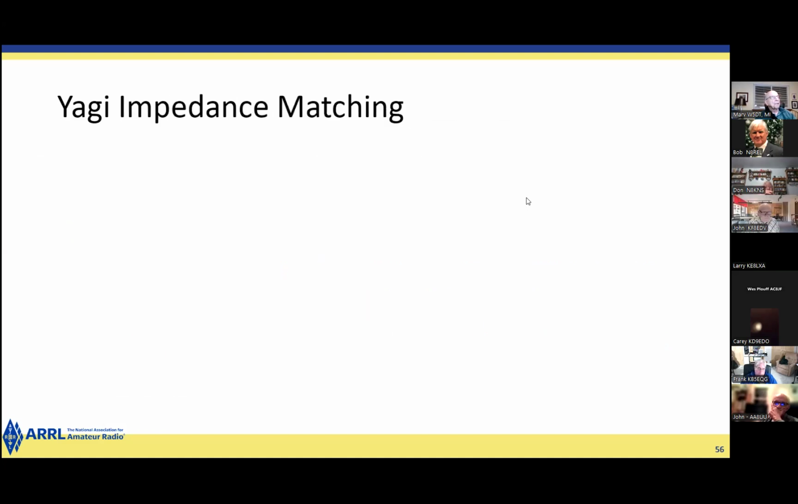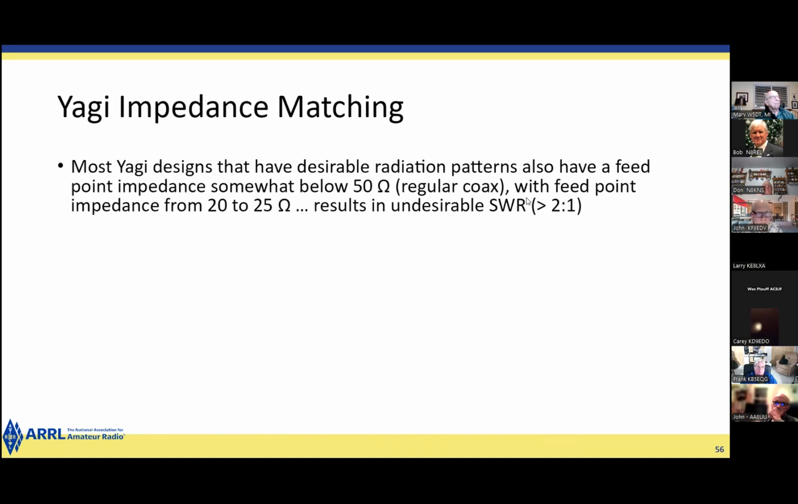Impedance matching on a Yagi. Most Yagi designs that have desirable radiation patterns also have a feed point impedance somewhere below 50 ohms, from 20 to 25 ohms. This will result in a very undesirable SWR of greater than 2 to 1.